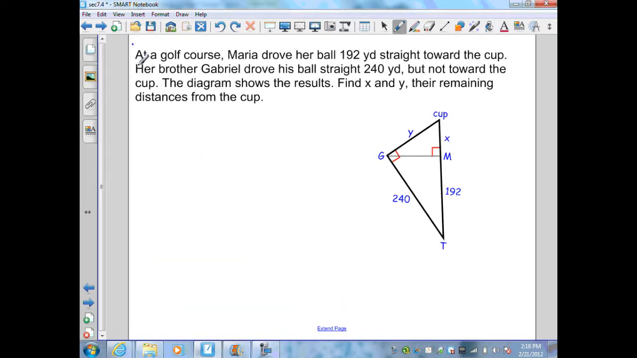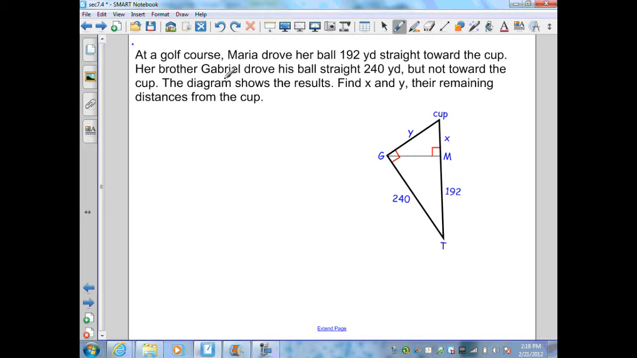On this problem, we're at a golf course, and Maria drove her ball 192 yards straight toward the cup. So here, T represents the tee box. She drove it 192 yards, landed at M for Maria, and she drove straight toward the cup.